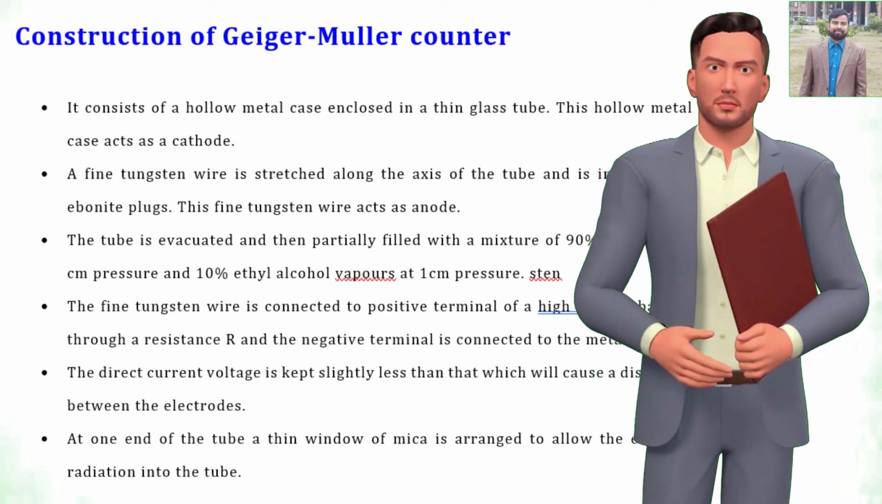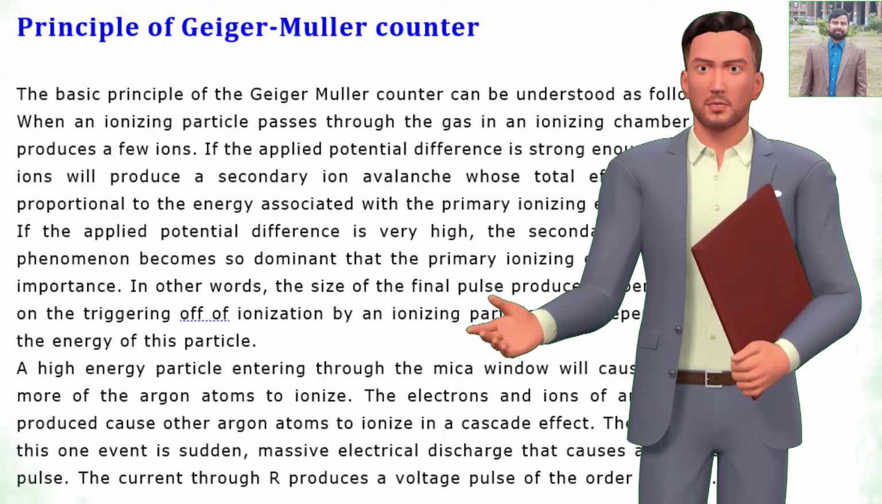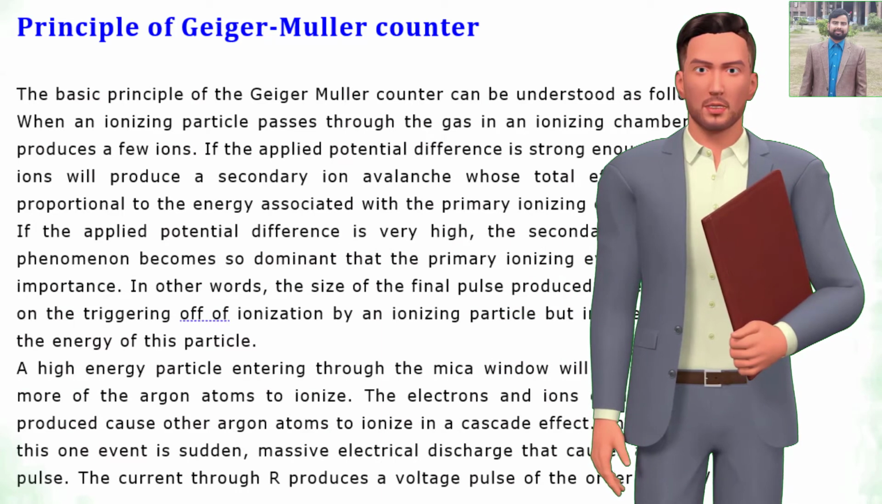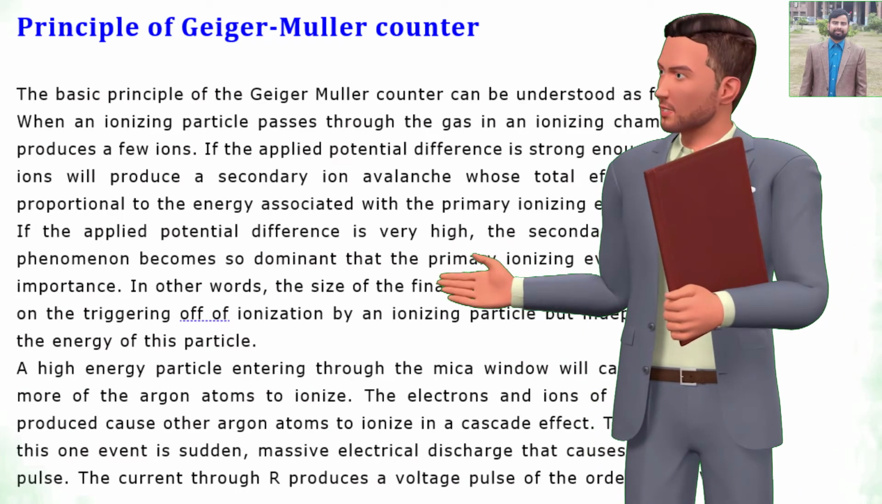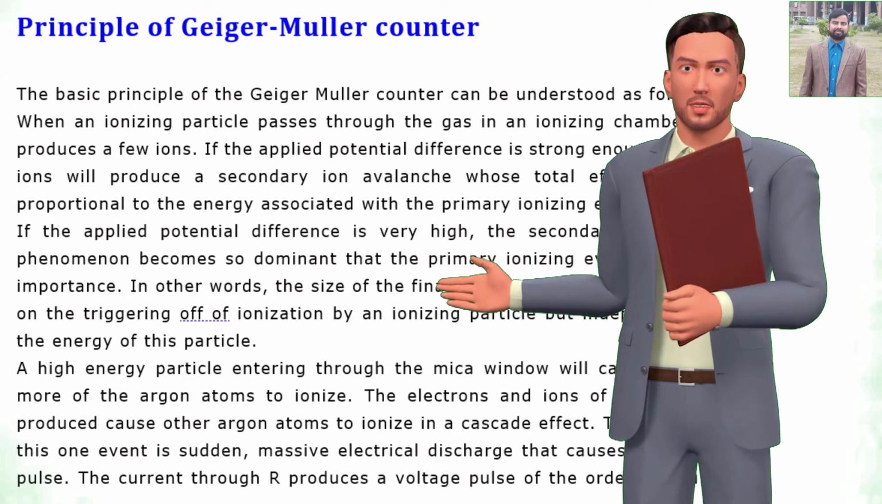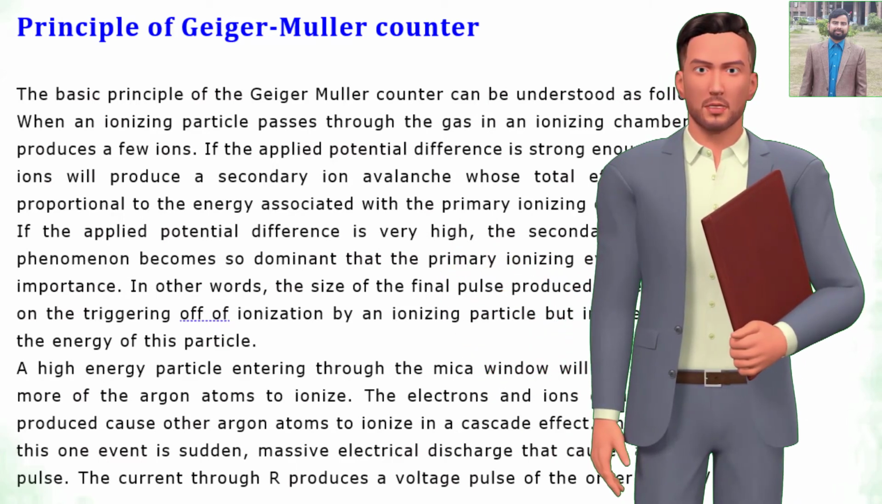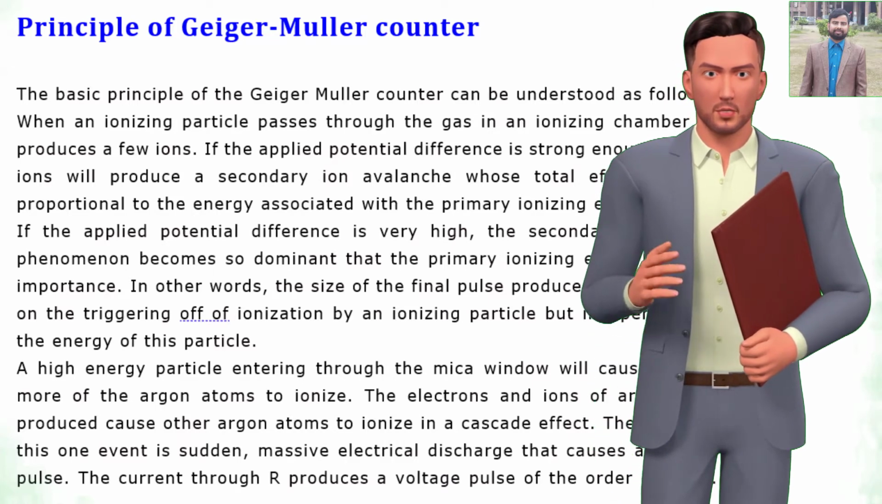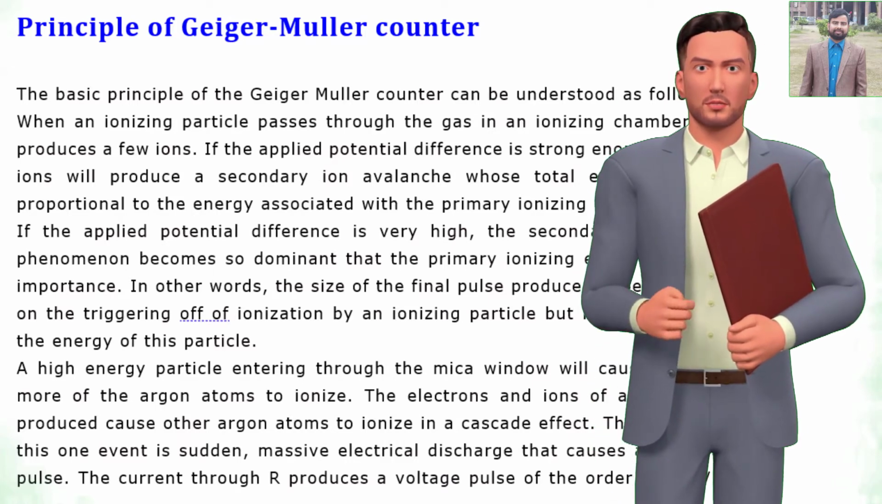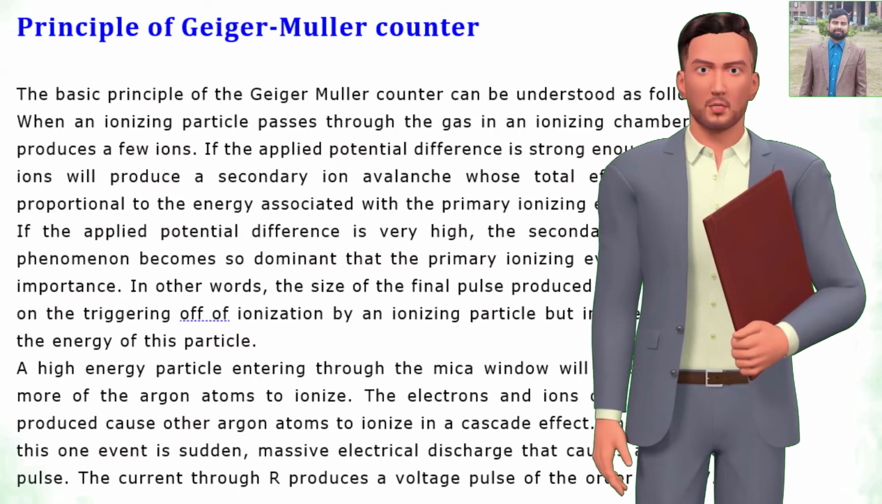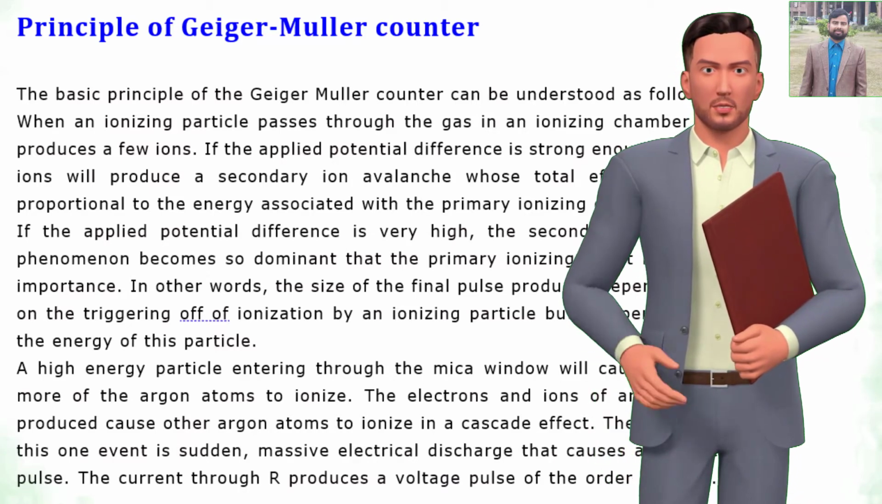the tube. Principle of Geiger-Muller counter. The basic principle of the Geiger-Muller counter can be understood as follows. When an ionizing particle passes through the gas in an ionizing chamber, it produces a few ions. If the applied potential difference is strong enough, these ions will produce a secondary ion avalanche whose total effect will be proportional to the energy associated with the primary ionizing event.